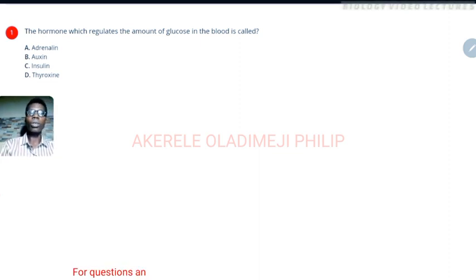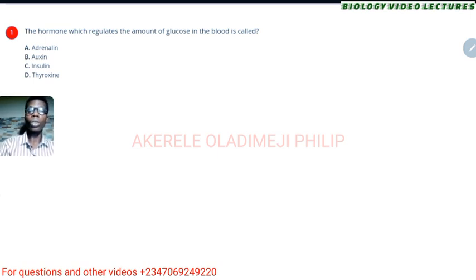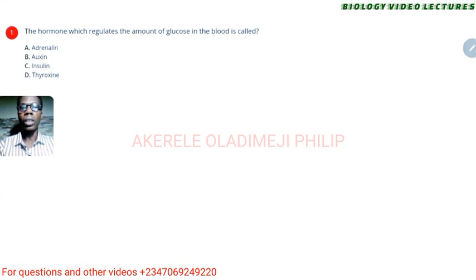The hormone which regulates the amount of glucose in the blood is called... Adrenaline is called a fight and flight hormone, which helps us during emergency. Auxin is a growth hormone. Insulin is the answer we desire actually. Thyroxine helps in metabolism, basically how food is digested and all of those things. That's what thyroxine does. So our answer here is insulin.